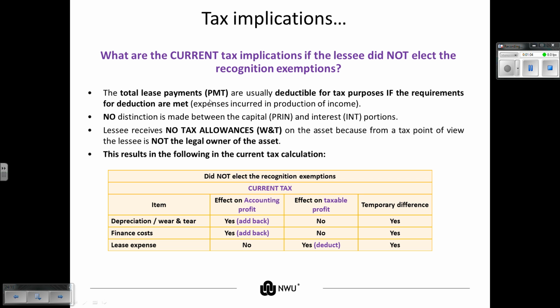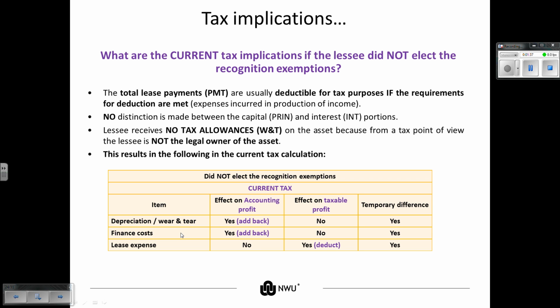My total lease payments will usually be deductible for tax purposes if the requirements for deductions are met. For example, it should be incurred in the production of income. There's no distinction made between the capital and the interest portions. There will be no wear and tear, as SARS does not even see me as the owner of an asset.